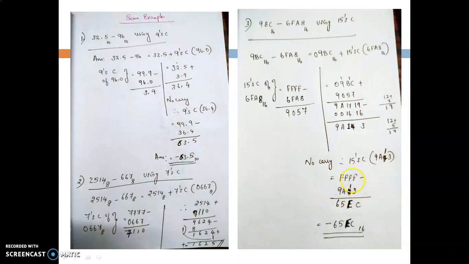Perform direct subtraction. F minus 3, it is C. F minus 1, it is E. F minus A, it is 5. F minus 9 is 6. So the actual result, 9BC minus 6FA8, is minus 65EC to the base 16. Okay, so this is how you perform subtraction using the R minus 1's complement subtraction method.